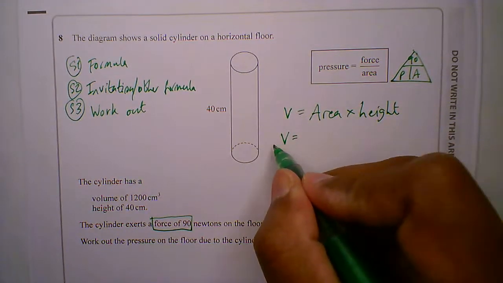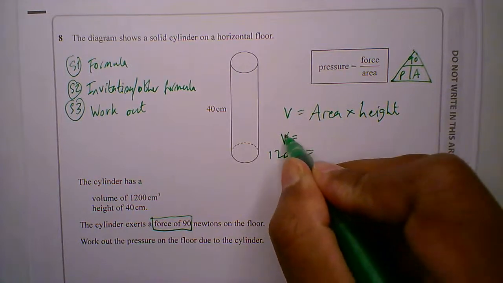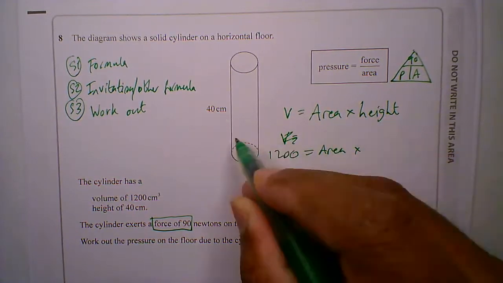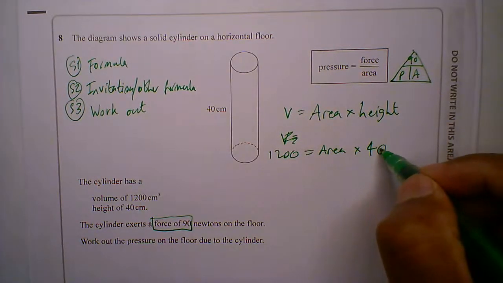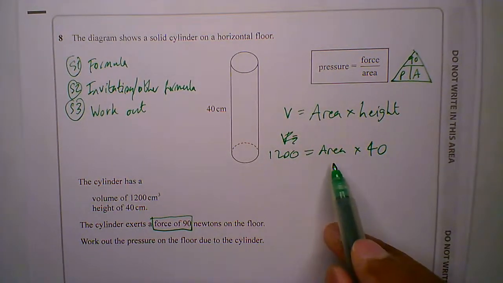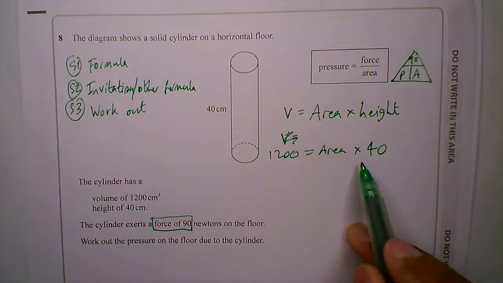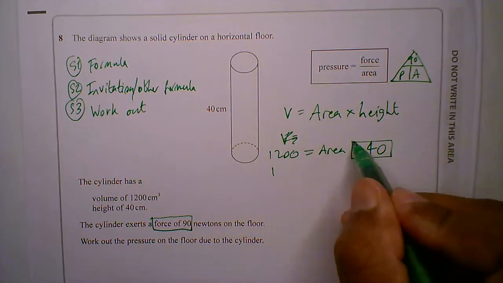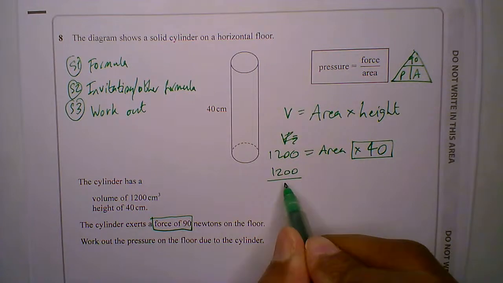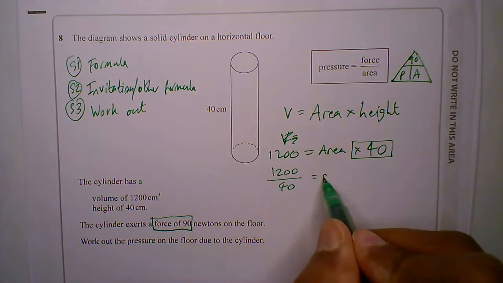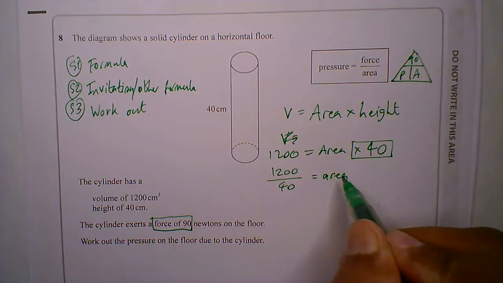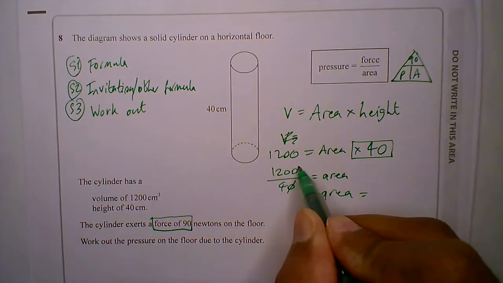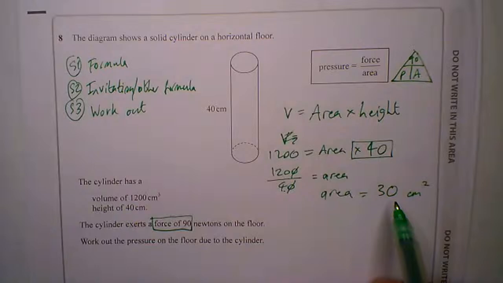It's 1,200. So 1,200 equals, I don't know what my area is, times my height, which is 40. So 1,200 equals area times 40. In other words, area is going to be the opposite of this, which is divide by 40. 1,200 divided by 40. So I can see here area is going to be, the zeros cancel out, 4 goes into, so now I've got my area.